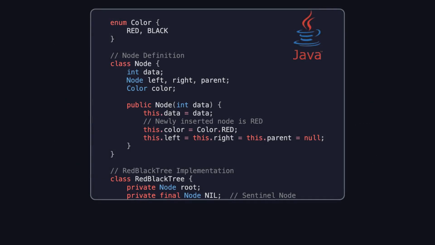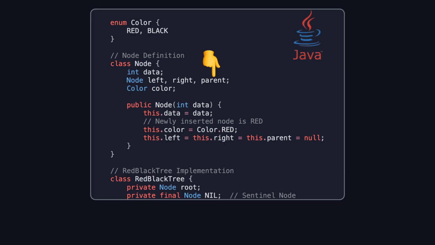Next, let's take a look at the Java code for red-black trees to understand how rotations are implemented. But before diving into the left rotate method, let's first walk through how the node and red-black tree classes are defined. In the node class, each node has a data field to store its value, along with left and right pointers for its left and right children, and a parent pointer for its parent node. There's also a color field that keeps track of the node's color, which is defined by the color enum, and can either be red or black.